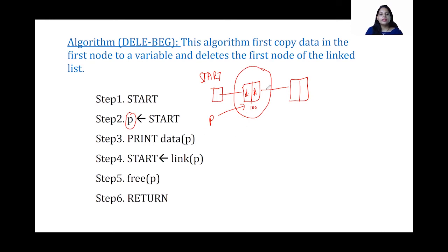So I'm going to print the data of the very first node, and then what I'm saying is start is equal to link of p. When I say link of p, it is nothing but this particular address. Suppose this is 200, this 200 is stored here, isn't it? Because we have a link here. So when I say start is equal to link of p, automatically the address value stored here is going to be written over here.